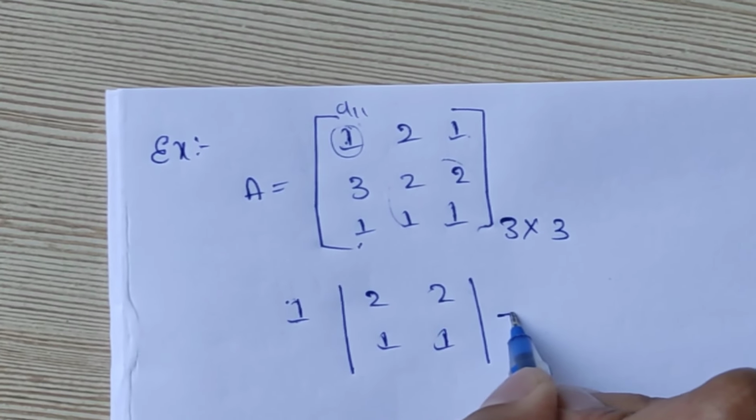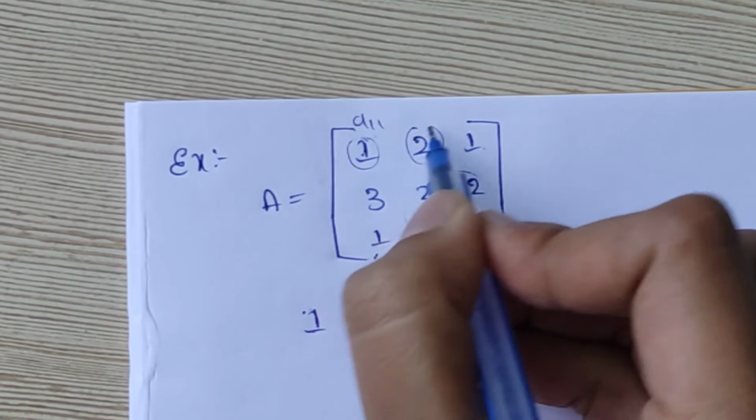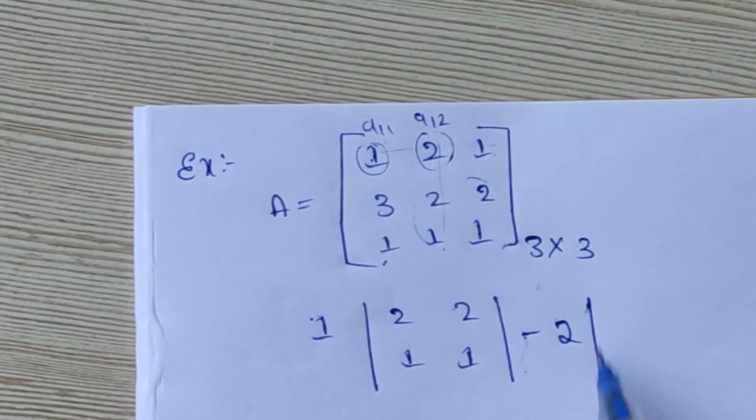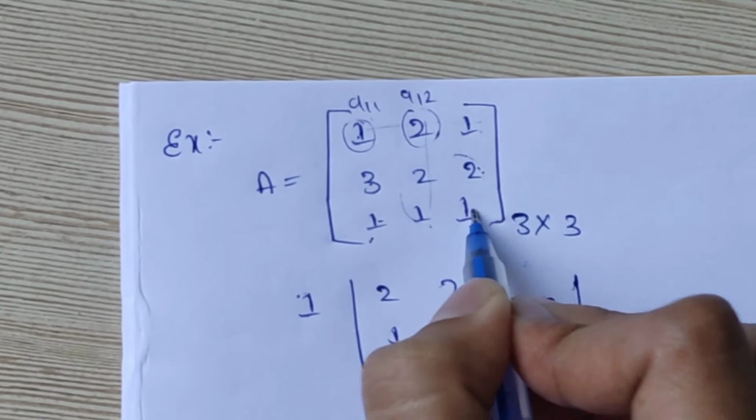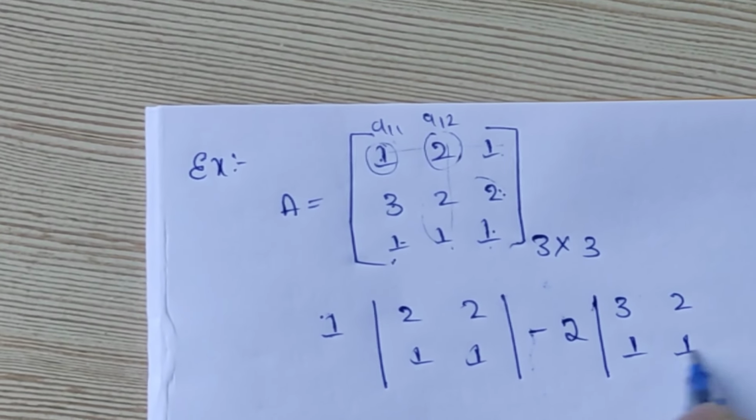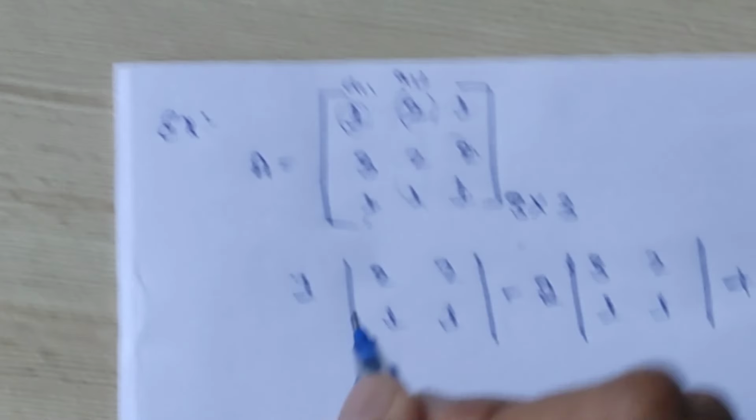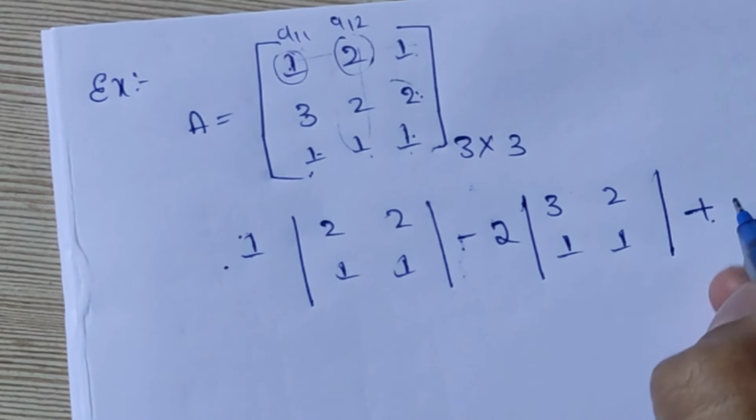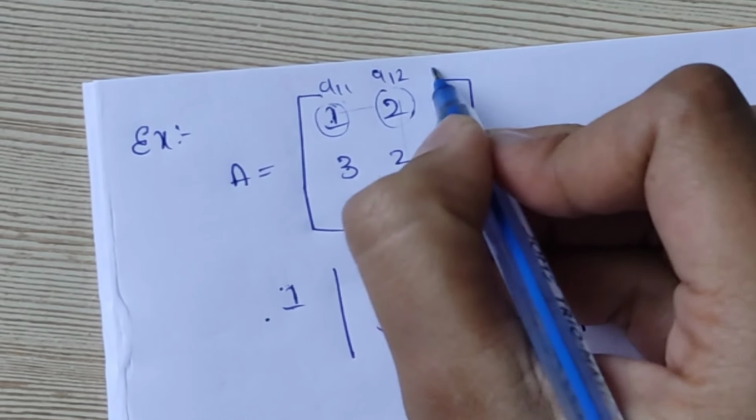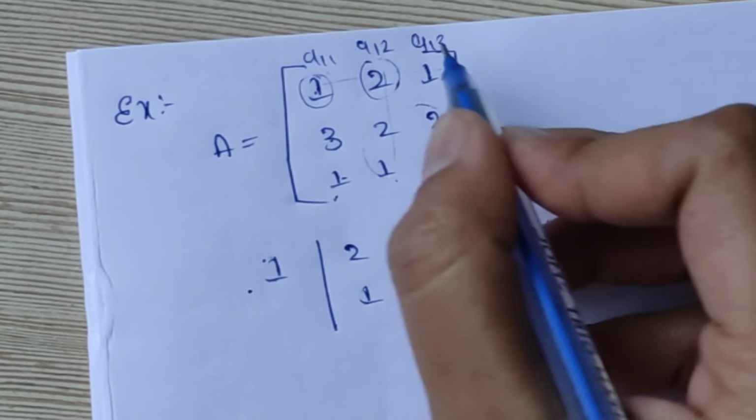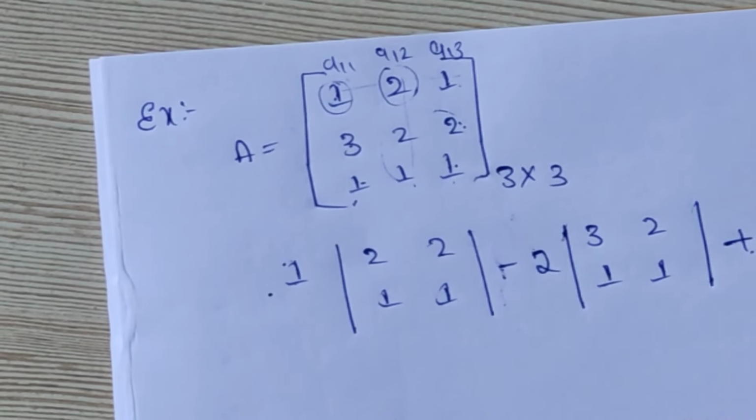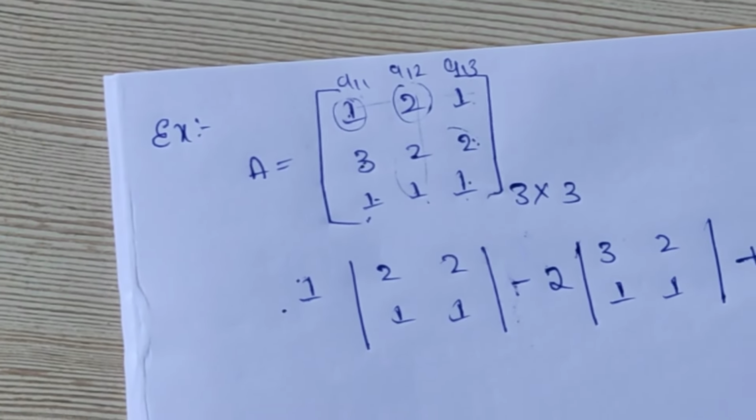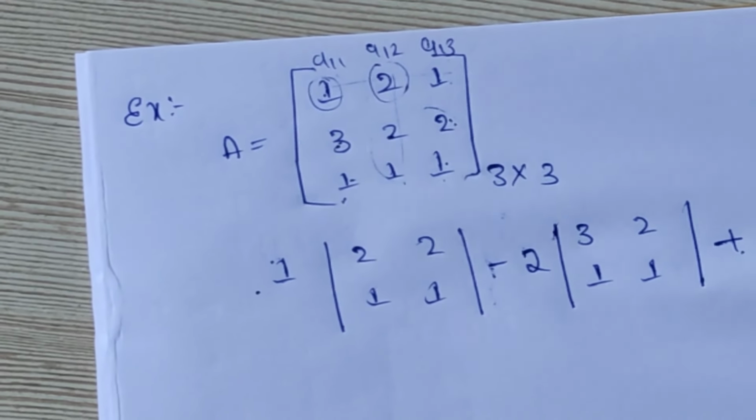So next is minus 2, that is A12. First row, second column we have to leave, and we have to calculate the remaining terms 3, 2, 1, 1, and again plus. Alternatively we have to take the signs, plus, minus, like this. So next is A13, first row, third column we have to leave, plus 1, 3, 2, 1, 1 we have to take.